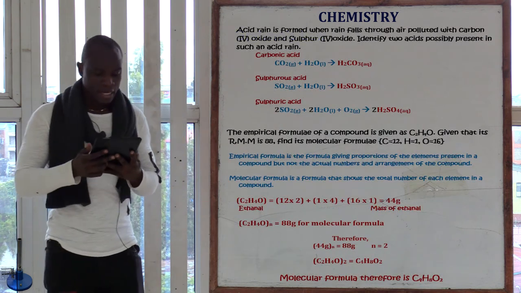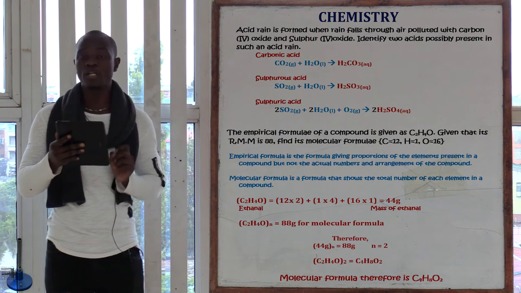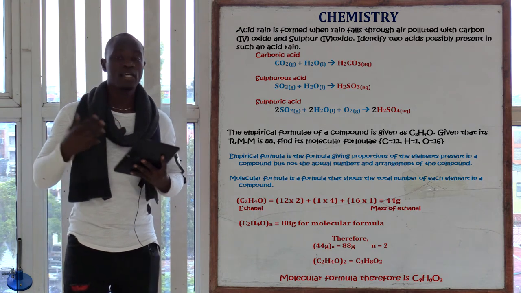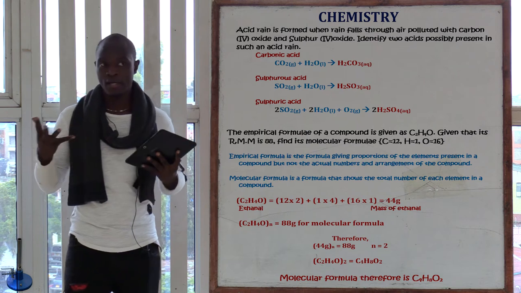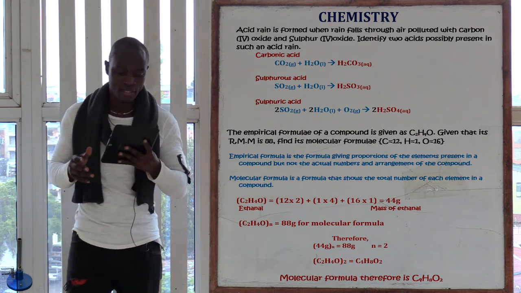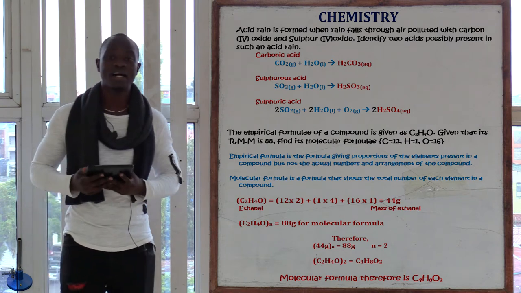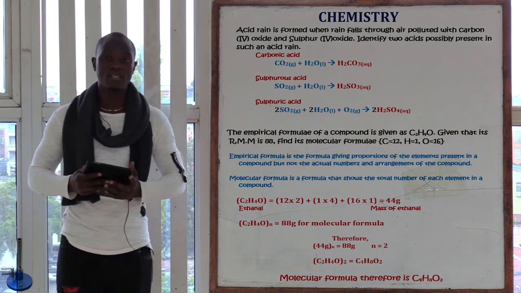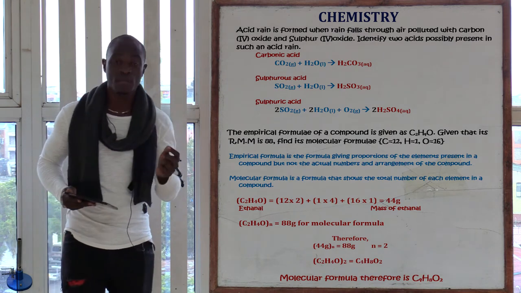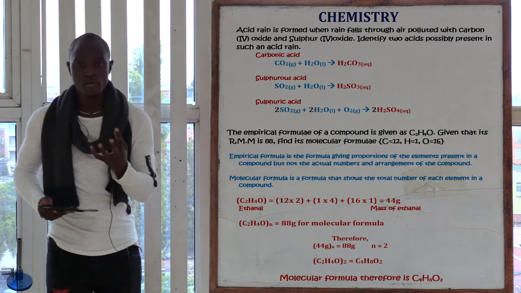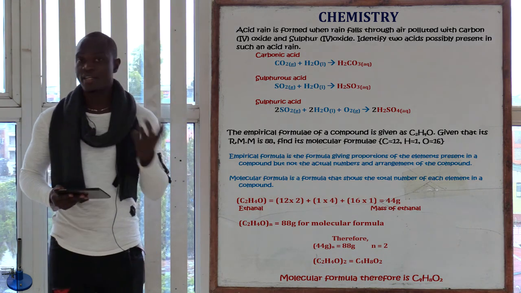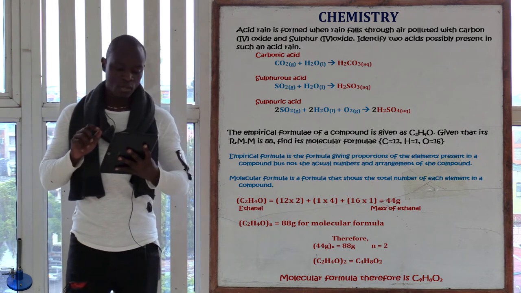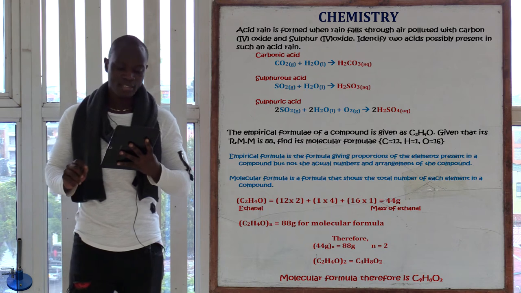The next question says acid rain is formed when rain falls through air polluted with carbon(IV) oxide and sulfur(IV) oxide. Those are the conditions whereby we get acid rain. Identify two acids possibly present in acid rain. In short, what this question is asking is: what happens when carbon dioxide reacts with water, because rain is water? And what happens when sulfur dioxide reacts with water, which brings up the acid rain? So identify the two possible acids present in acid rain.